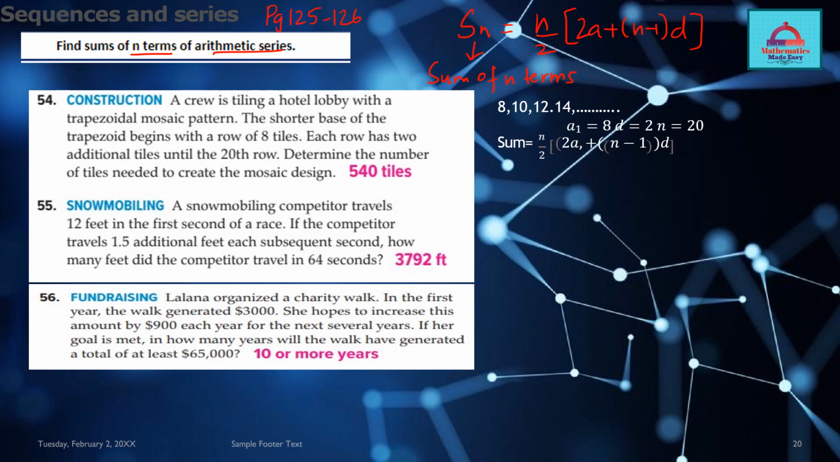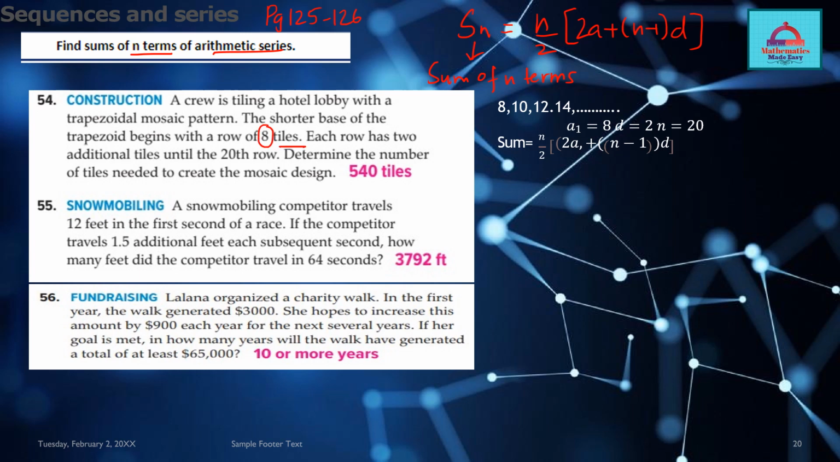Okay. So now you see here. Let's read the word problem. I want you to understand the pattern which is given here. So a crew is tiling a hotel lobby with a trapezoidal mosaic pattern. The shorter base of the trapezoid begins with a row of 8 tiles.